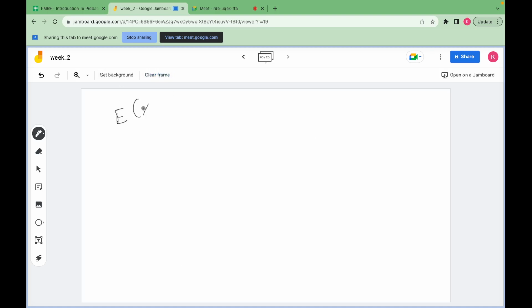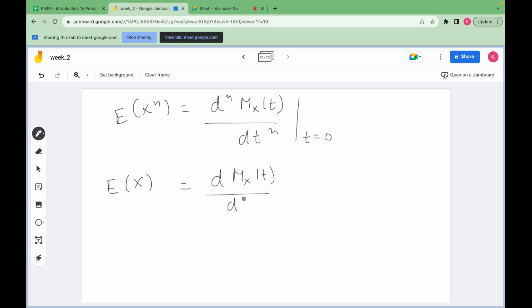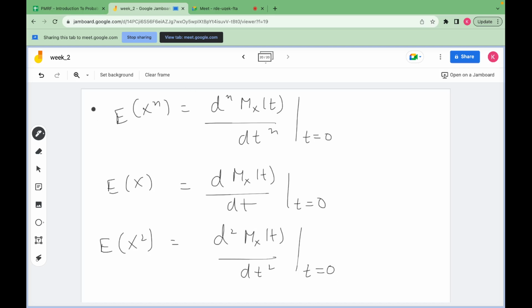So expectation of X will be nothing but dM_X(t) by dt at t equals to 0. Similarly, expectation of X square is d2 M_X(t) by dt square at t equal to 0. Okay, so this is a very important remark. If you do not know the mean and variance of your data, but you know the moment generating function, then you can easily find the expectation and variance from this moment generating function.